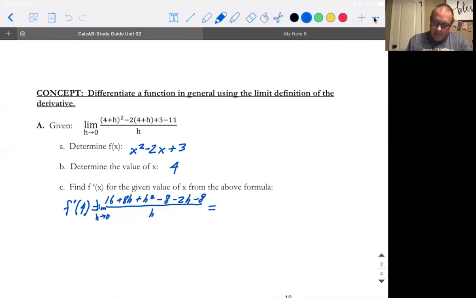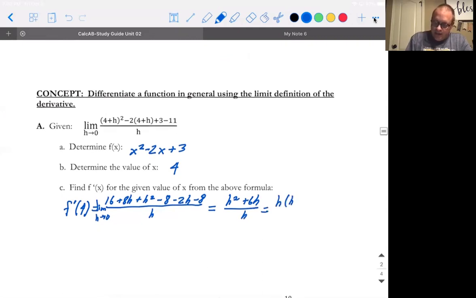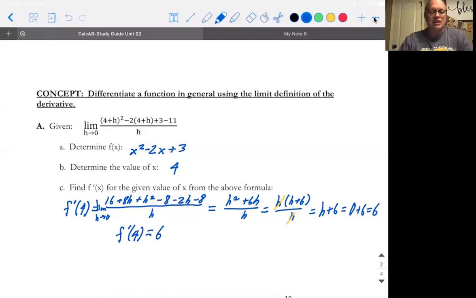Well, 16 minus 8 all goes away. I'm left with h squared, and 8h minus 2h is positive 6h all over h. Now, I could factor out the h right away into each term, or I could go ahead and show it just like this. And what that's going to leave me with is, because those h's go away, I'm left with h plus 6. I can put in 0, and I get a final answer of 6. Therefore, f prime of 4 for this particular function is indeed 6.